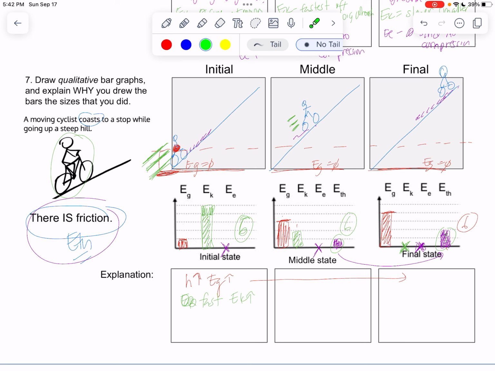By the time partway through, she's wasted some, 1 box of thermal energy. And then as she continues to move, she's going to continue that friction rubbing process, so that needs to get a little bit bigger. So that goes from 1 to 2. 6, 6, 6 are my totals. So this one is good.